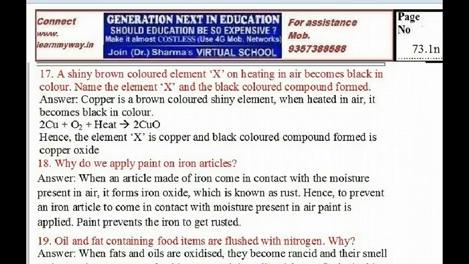Here comes the next question. A shiny brown colored element X on heating in air becomes black in color. Name the element X and the black colored compound formed. So here it is a case of copper. Copper otherwise is a brown colored shiny element. When heated in air, it becomes black in color. So copper plus oxygen in presence of heat gives you copper oxide, CuO. Hence the element X is copper and the black colored compound formed is copper oxide.